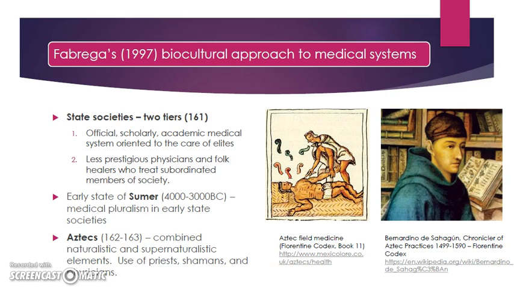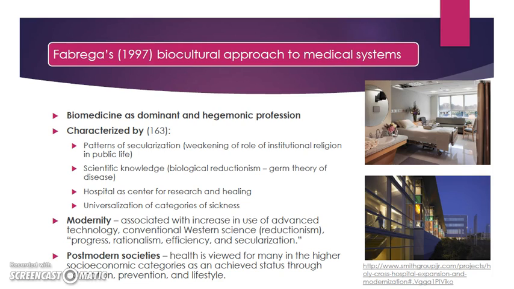Singer and Baer point out that the sanctioned use of priests, shamans, and physicians is rather rare in the record overall, as they're often seen in contrast to one another or in competing frames with one another. Fabrega continues looking at biomedicine as a dominant and hegemonic profession, which is characterized by the following: patterns of secularization with the weakened role of institutional religion in public life; scientific knowledge, including biological reductionism and the germ theory of disease, that is the separation of mind and body, and looking at specific biomedical, biological causes of disease, rather than, again, the social structural determinants thereof.